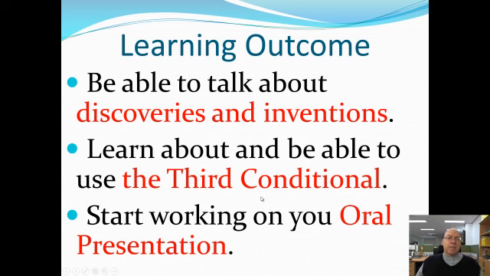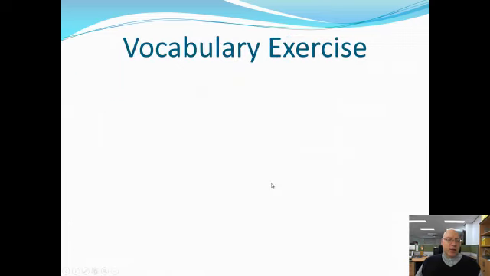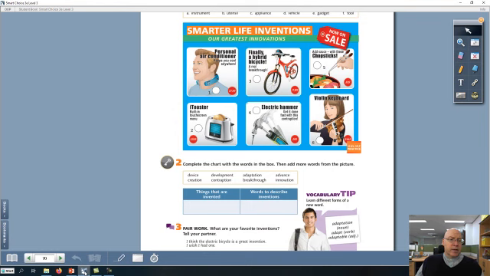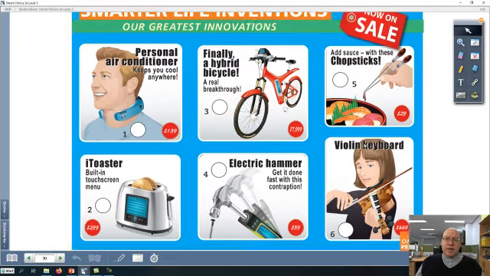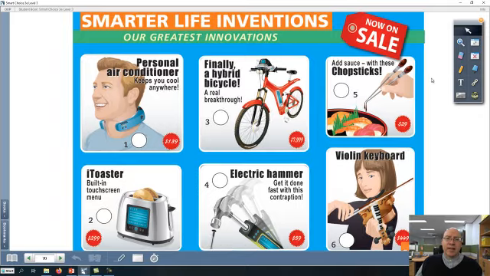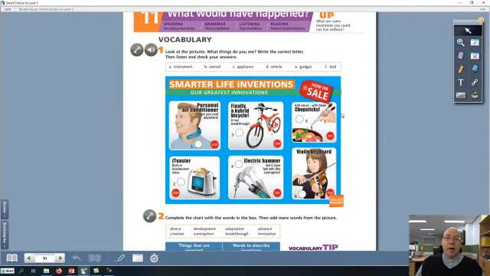Thinking about inventions, thinking about discoveries, we're going to jump into our vocabulary on page 70 in your book. When we're thinking about these discoveries and inventions, we're talking about things that we use to get by in life, things that are innovative, things that are advancing us as consumers. What are things that we think are better and can get better and better as time goes on?